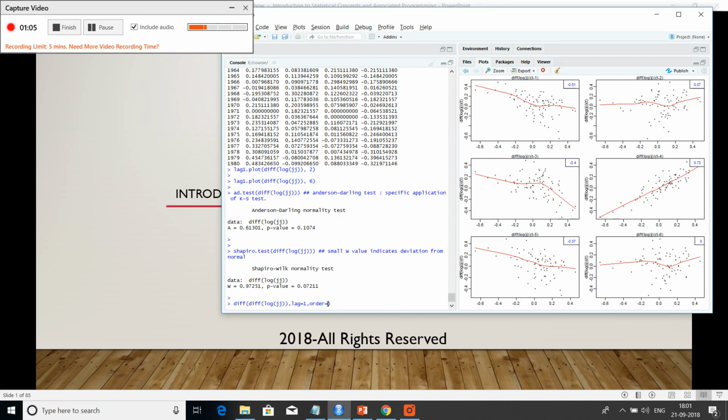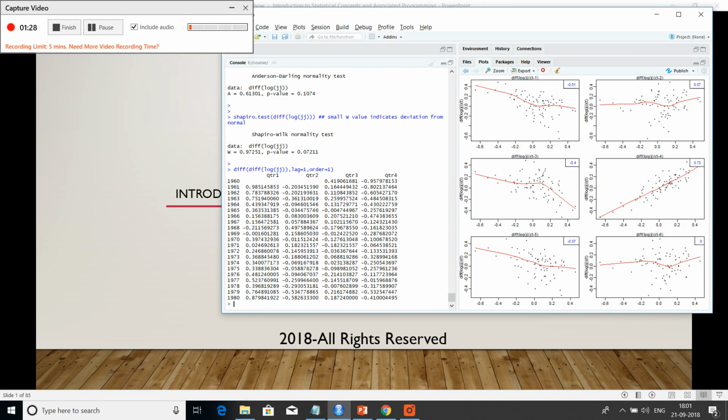Essentially, this is the recursive or successive nature of taking the difference. Do I need to take the difference between t and t minus 1, or do I need to take the difference of difference, and so on? That's specified on the numerical scale by the order variable: order 1, 2, 3, and so on.